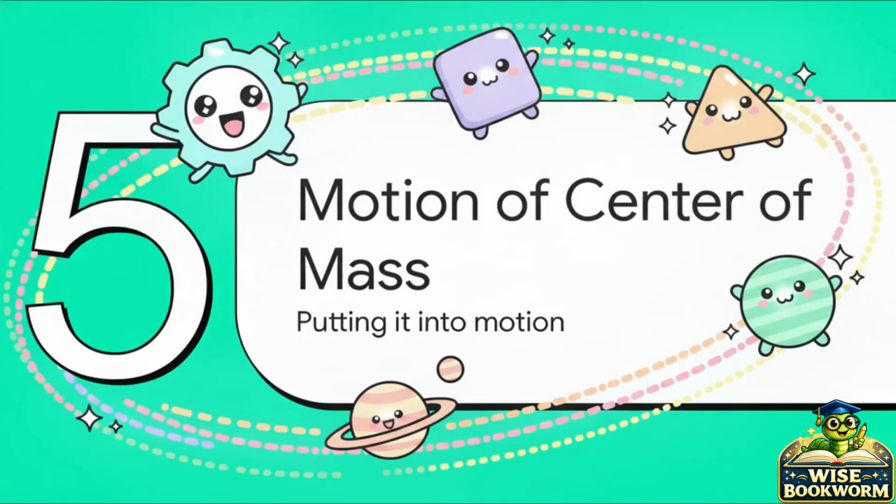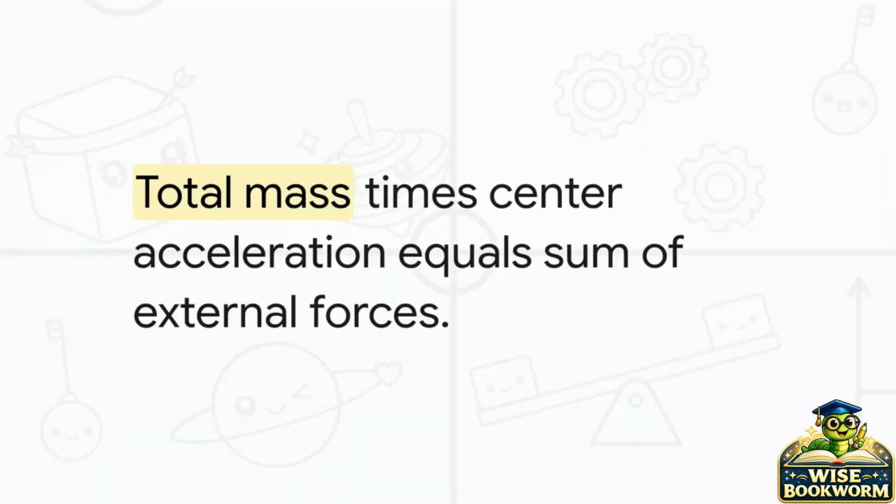Okay, moving to our final section, Section 5, Motion of Center of Mass. So, now that we've found it, how does this magic center point actually move through space? Well, Newton's second law steps in beautifully right here. The center of mass moves as if the entire weight of the whole system is concentrated exactly at that one single spot, and as if all the external forces in the world are applied directly to that exact point.